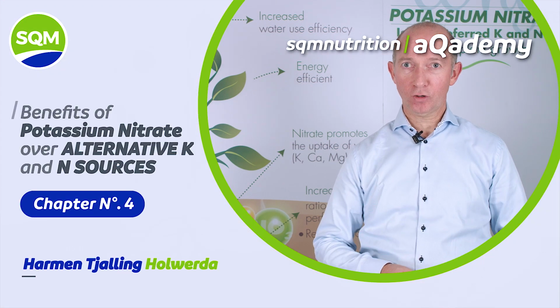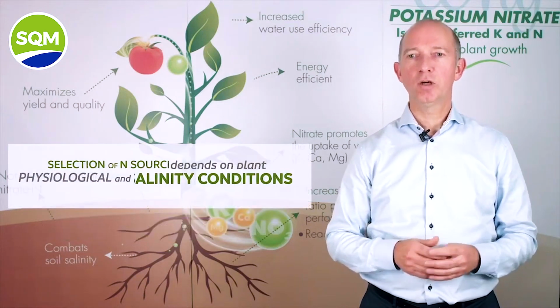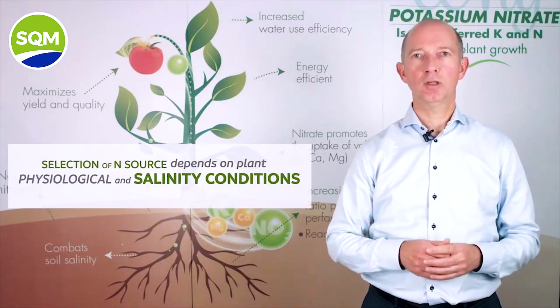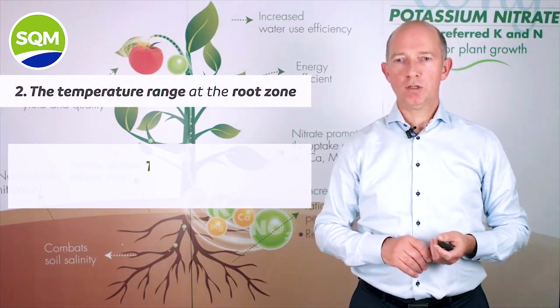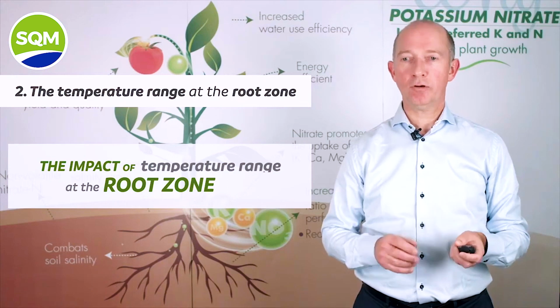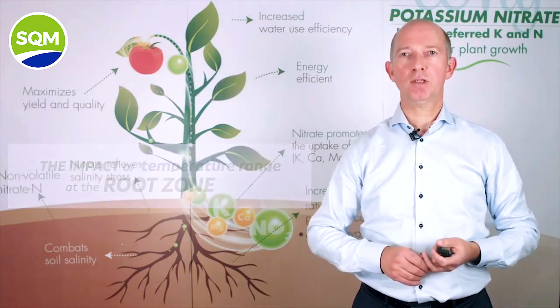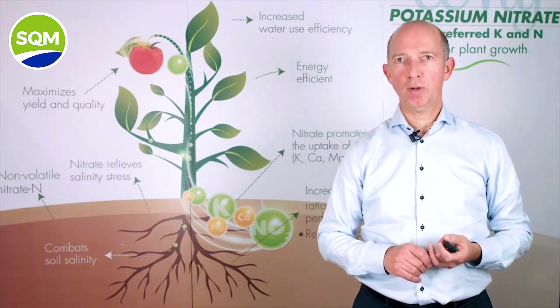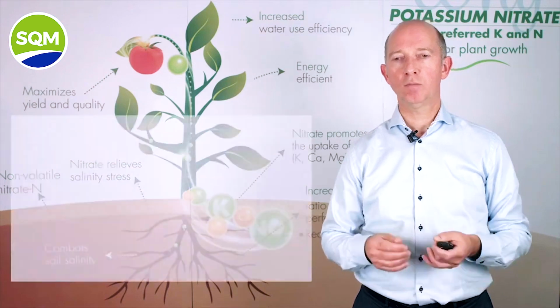Welcome back. Let's continue. The second point is the selection of the nitrogen source, which depends on plant physiological and salinity conditions. So the second key point I would like to discuss is the impact of the temperature range at the root zone. I will show you a famous example, a trial conducted in strawberry by Kafkafi, which had different ratios of nitrate to ammonia.